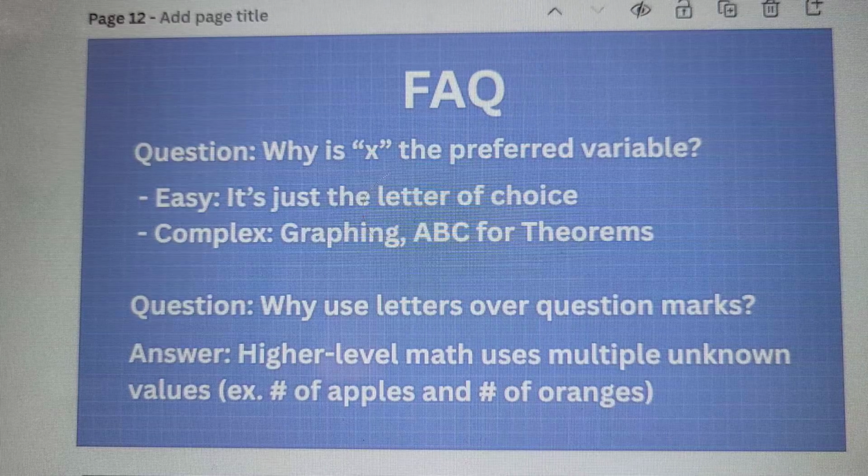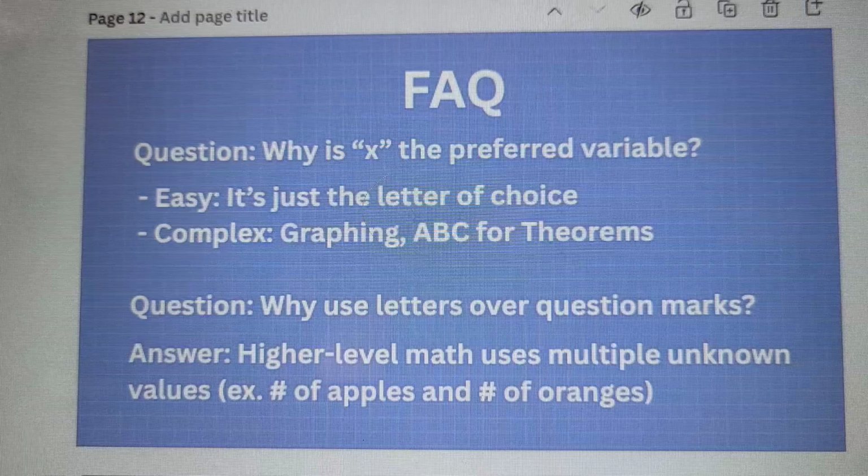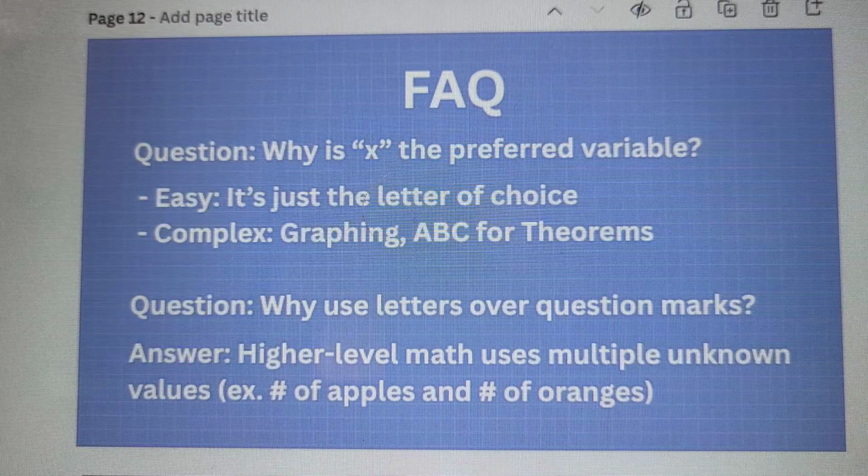And why do we use letters over question marks? It's because there might be multiple different unknown values. Say, if I have a need to find out the amount of apples and the amount of oranges.